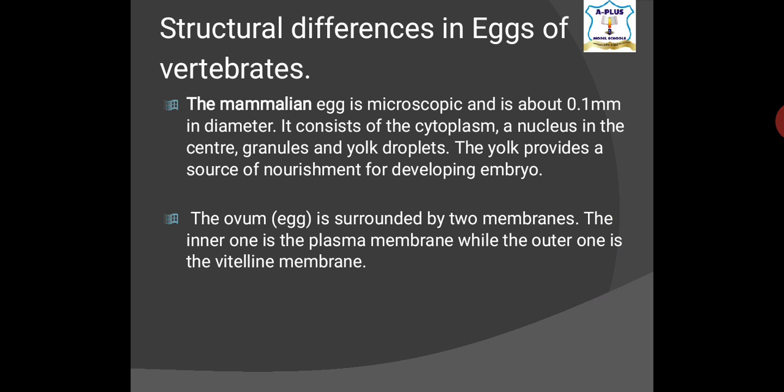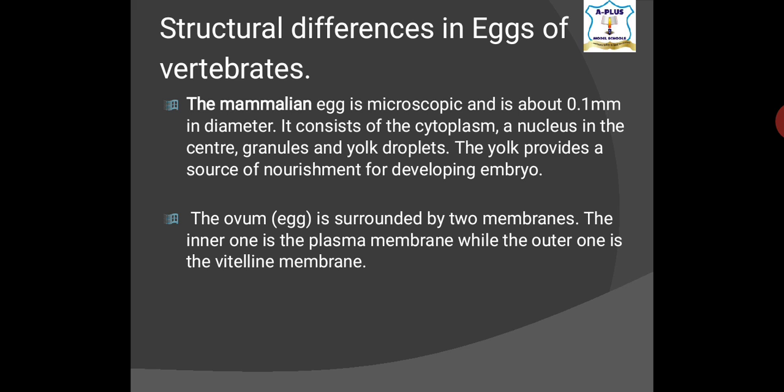Now let's talk about the mammalian egg. The mammalian egg is microscopic. That means you cannot see it with your naked eyes, and it is about 0.1 millimeter in diameter. It consists of the cytoplasm, a nucleus in the center, granules and yolk droplets. The yolk provides a source of nourishment for the developing embryo. That means this yolk is the source of what? Nourishment for the development of the embryo.